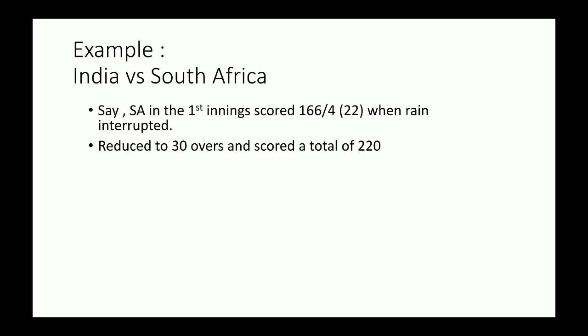But here is where Duckworth-Lewis comes in handy. Over here, the target is manipulated. Obviously, India will get to play the 30 overs, but will get a modified target. So how is it so? Now we are going to calculate the resources available.